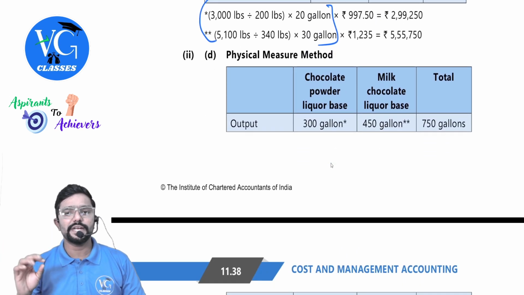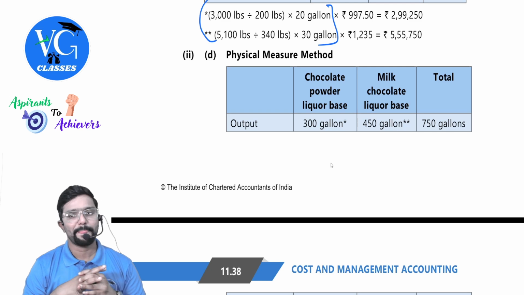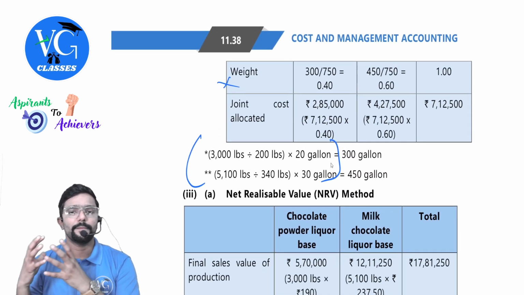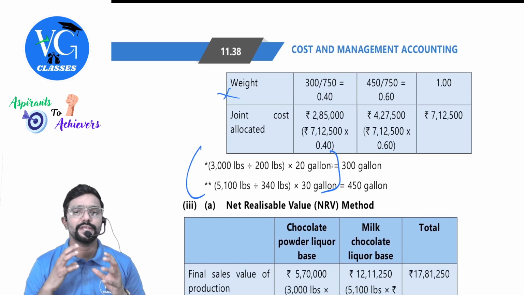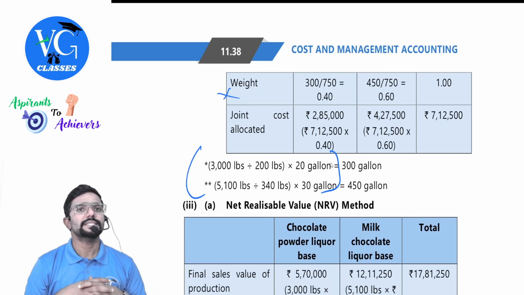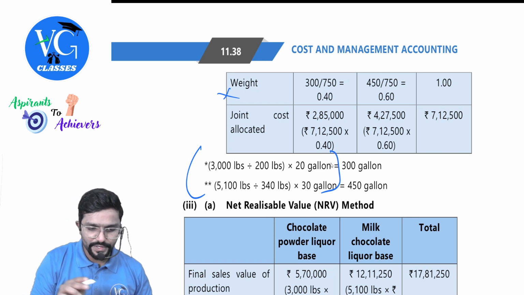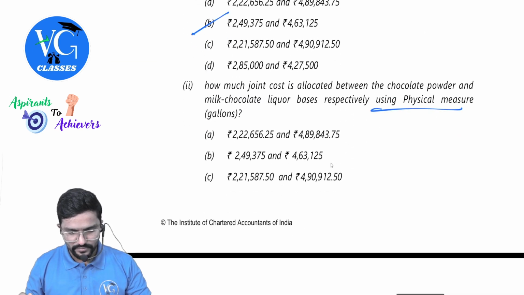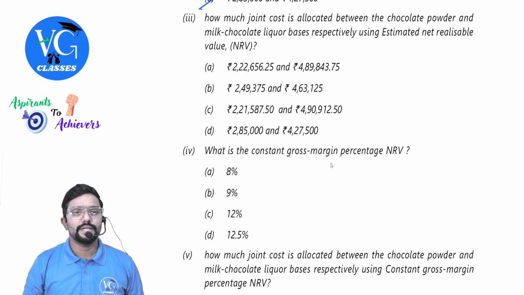How is it, sir? 7,12,500 into 300 divided by 750. That is for chocolate powder liquor base. It is 2,85,000. Same way for the next one, milk chocolate liquor base: 7,12,500 into 450 divided by 750, which is 4,27,500. Yes, option D.